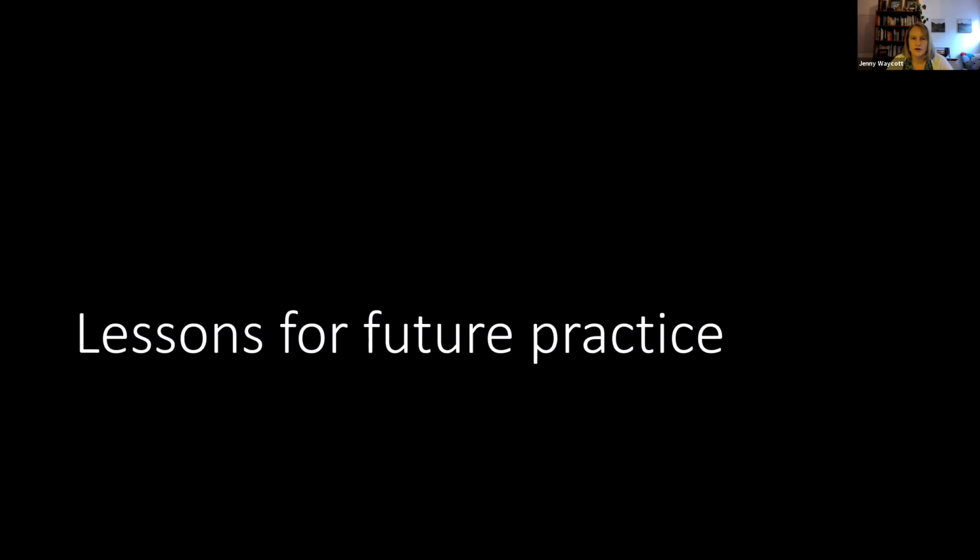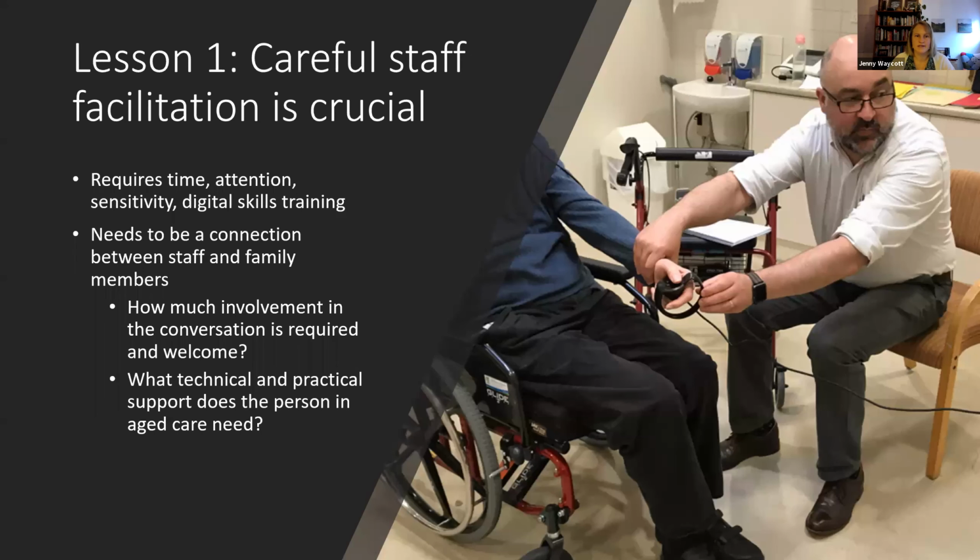So drawing on those examples that I've shown you, I'm going to just identify 3 lessons for good practice in the future. The first lesson is not at all surprising. It's that careful staff facilitation is crucial.